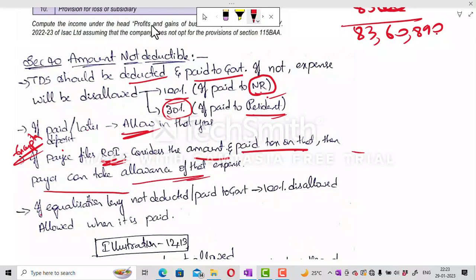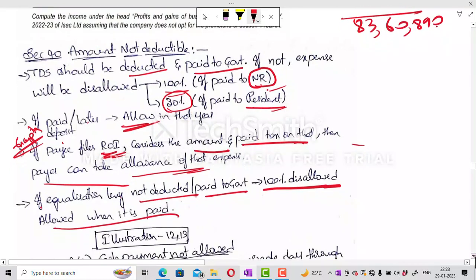If equalization levy is not deducted or paid to the government, 100% is allowed. Allowed when it is paid. Simple, same as non-resident.